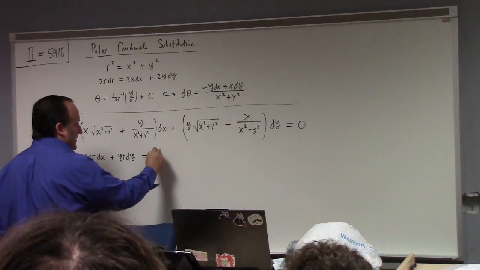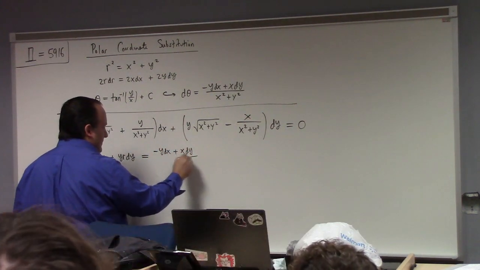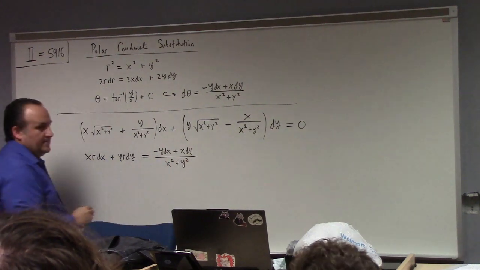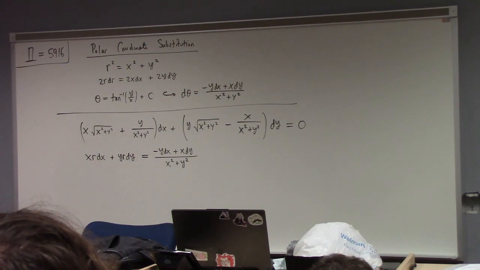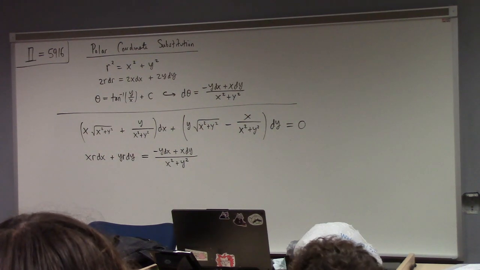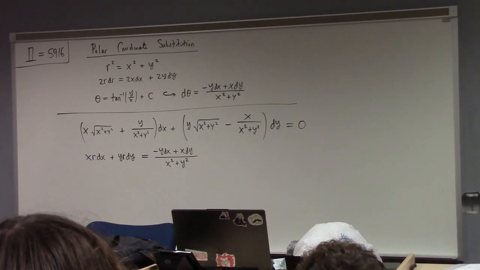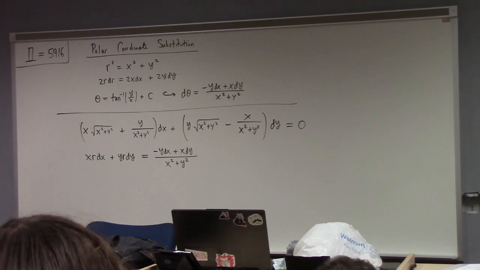is equal to minus y dx plus x dy divided by x squared plus y squared. And now I'm showing you a very fast way to solve this problem. In practice, if this is a homework problem, you would have to suffer through a bunch of algebra. It would take you like an hour to solve this probably. If I was in your place, it would take me an hour to solve this, okay? It's not an easy problem.